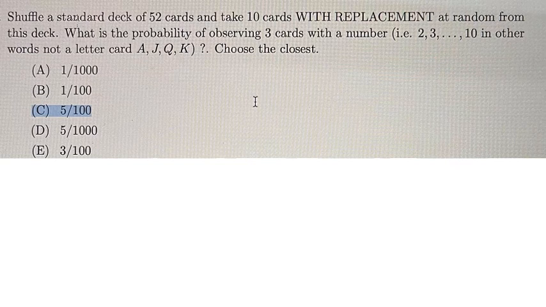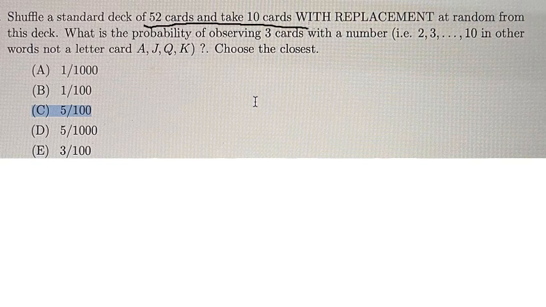A shuffled standard deck of 52 cards, and take 10 cards with replacement at random from this deck. What is the probability of observing 3 cards with a number from 2 to 10? In other words, not a letter card: A, K, Q, J. So now I will show you the answer.